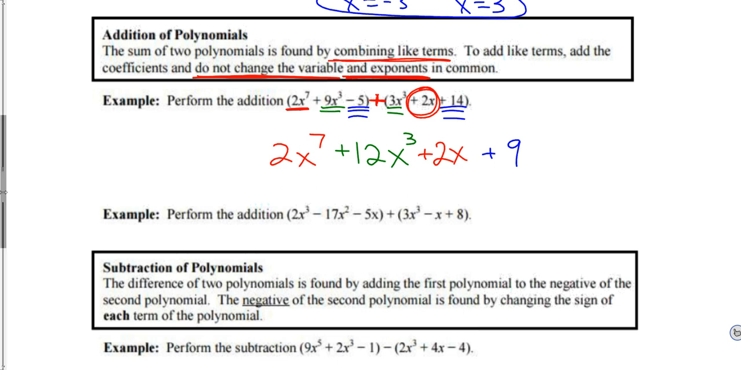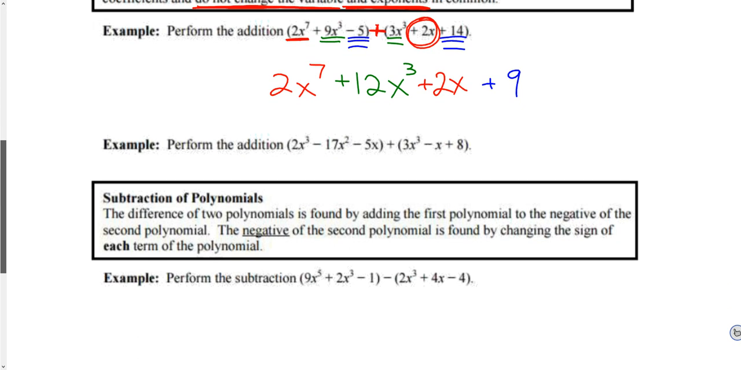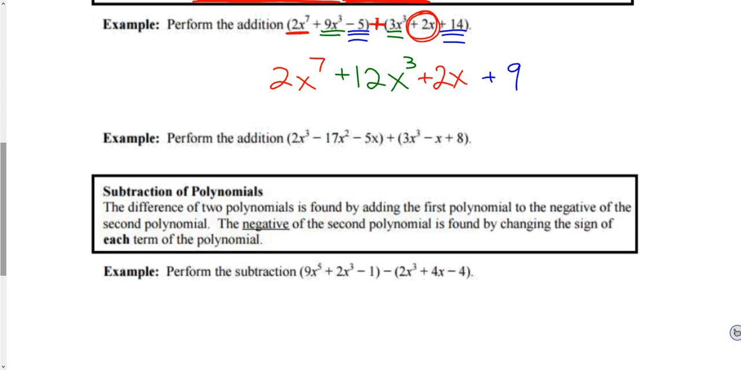Okay. There's the second one. We'll just knock this one out real quick. Again, it's a plus. So when it's a plus, I just use the signs in those parentheses on the right. So I've got 2x to the third. That needs to go together with the 3x to the third. So that would make 5x to the third. And I'm just going down the line right here.